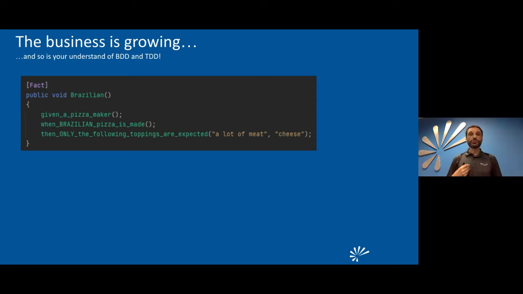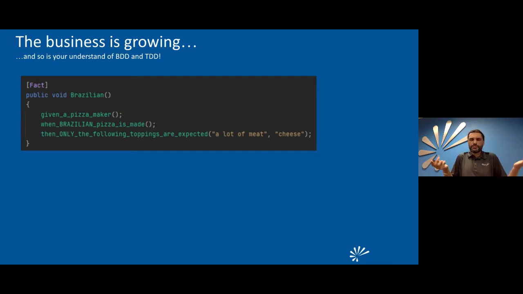And since I'm the owner, I'll tell you that my Brazilian pizza has a lot of meat and a lot of cheese, right? Maybe it doesn't work for all Brazilians, but that's this Brazilian here, right? So what do I do? I go to that test, I create a new fact, a new spec. I say, okay, this is my Brazilian pizza. I write out when Brazilian pizza is made, then only the following toppings. Got that, now I need to implement that.